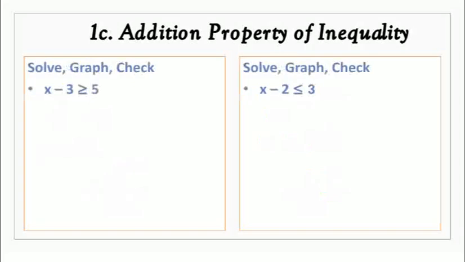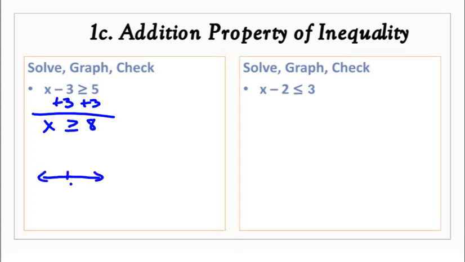And the last slide with the addition property. We're going to solve, graph, and then we're also going to check our answer to make sure that we are doing it correctly. So x minus 3 is greater than or equal to 5. I add 3 to both sides. So I have x is greater than or equal to 8. Draw my number line. Put 8 on my number line. It has the equal to part, so I know it's a filled in circle. Greater than or equal to means it's going to the right.